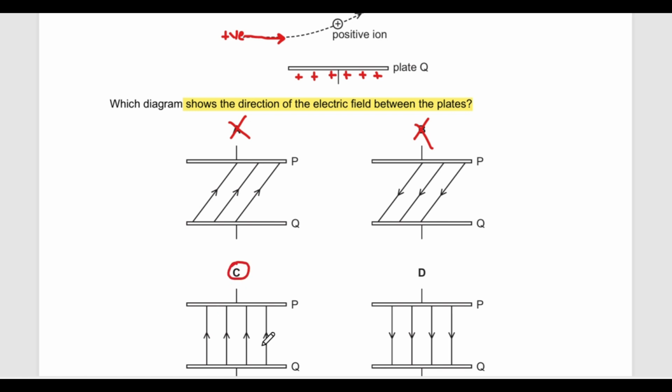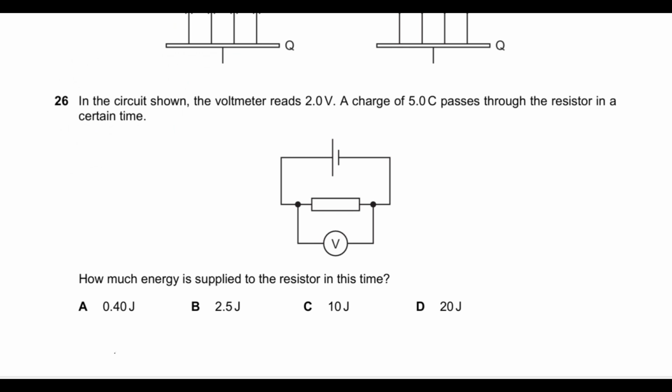Question number 26 says, in a circuit shown, the voltmeter reads 2 volt, a charge of 5 coulomb passes through the resistor in a certain time. How much energy is supplied to the resistor in this time? The voltage across the resistor is 2 and the 5 coulomb of charge is going to pass through this resistor. How much energy is supplied by these 5 coulomb of charges to the resistor?